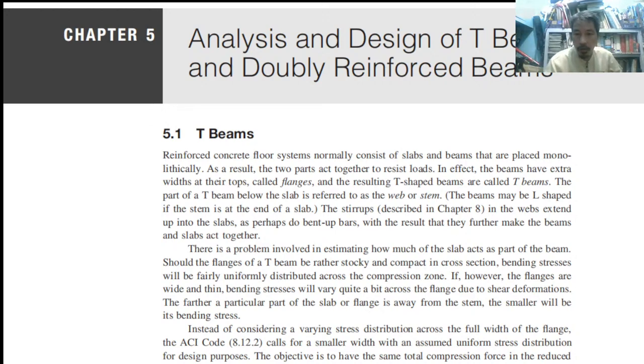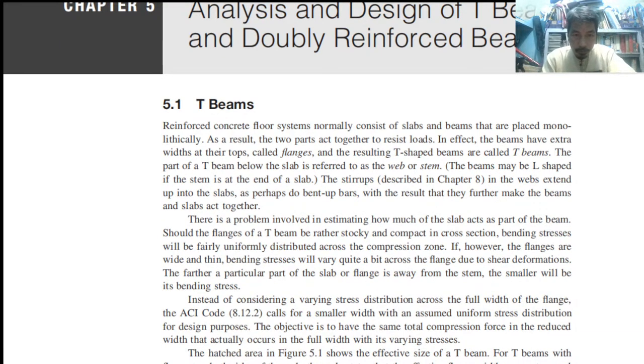So T-beams. We already have an example of singly reinforced T-beam, but now we will take a look at doubly reinforced using T-beams. Okay. So we will only tackle those concepts and areas that are not yet explained.